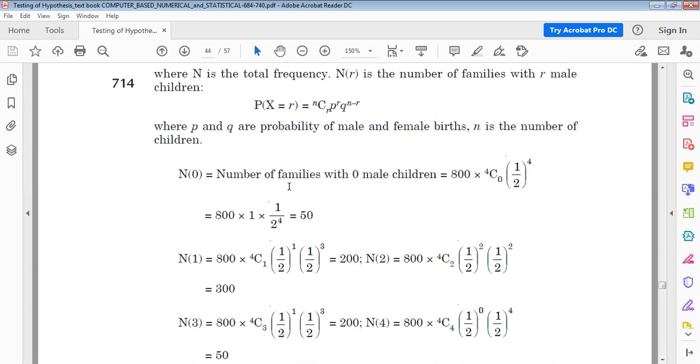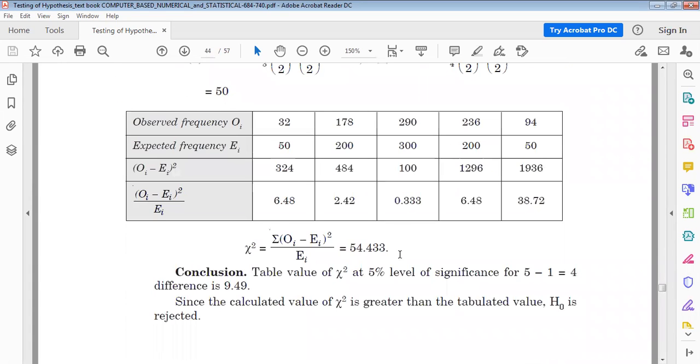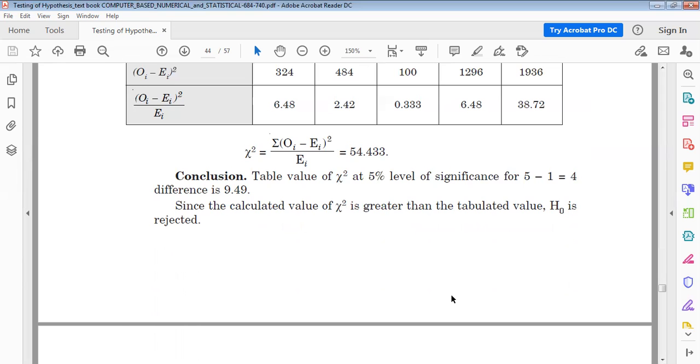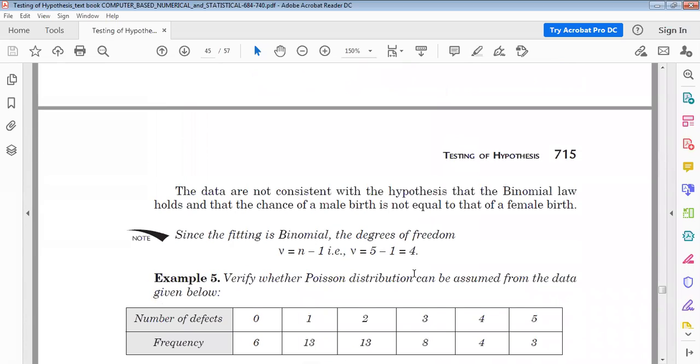So the table value is actually less than the calculated value. Since the calculated value of chi square is greater than the table value, will the null hypothesis be accepted or rejected? It must be rejected, because the calculated value is much greater. The data are not consistent with the hypothesis that the binomial law holds, that the chance of male birth is equal to that of female birth. That means our assumption is wrong, so the null hypothesis is rejected.